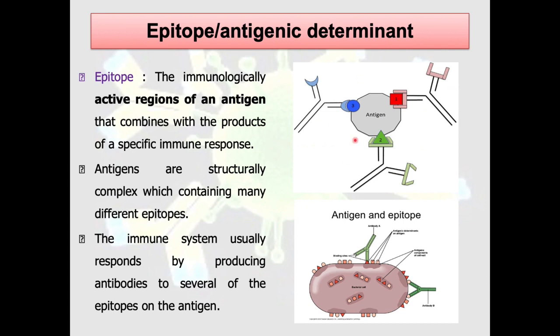Antigens are structurally complex, containing many different epitopes. So they have different epitopes that appear on one surface of the antigen. The immune system usually responds by producing antibodies to several of the epitopes on the antigen. So that's what I just explained to you. Three types of antibodies can recognize three types of different epitopes on the surface of the antigen.